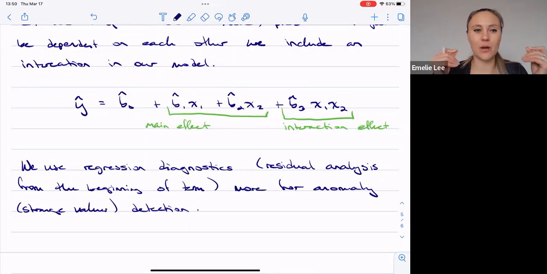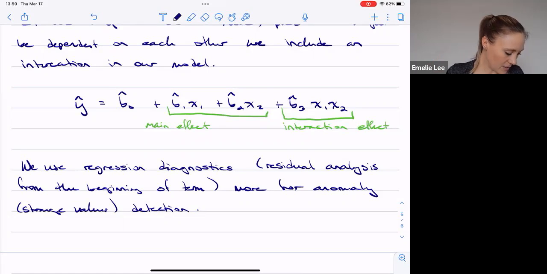Okay, picking up on those weird values, right? So we use those residuals to figure out, okay, do I have any data entry errors? Was the machine broken that day? That kind of thing, to clean up our data.